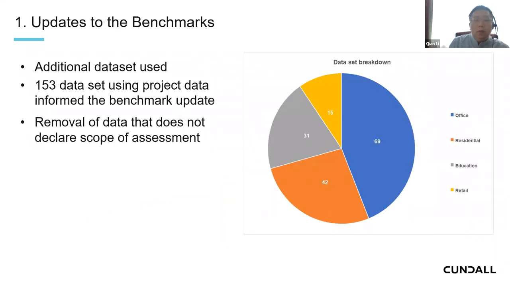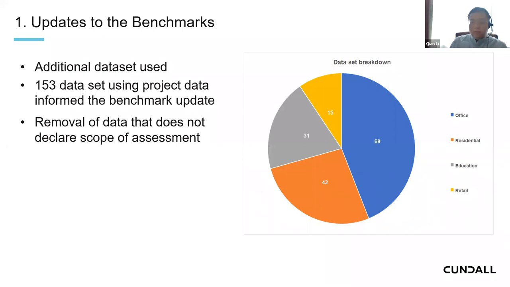We added probably about 40 or 50 more data sets compared to what we had before. And again, you can see from the breakdown that most of them are offices and residential. For schools, we had a bit more data than last time. But for retail, we only had 15 data sets of good enough quality to incorporate into the benchmarking exercise. So we removed the rest.